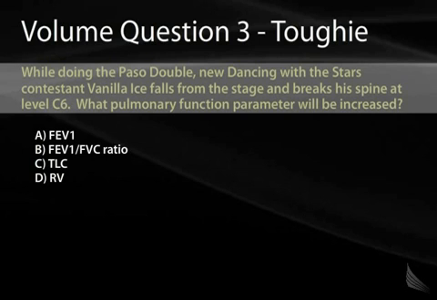This is a pretty tough one. Let's go through each answer. If he broke his spine at the level of C6, we would expect that all the muscles that are innervated from C6 and below are no longer going to work. But C3, 4, 5, where his diaphragm comes from, would work.